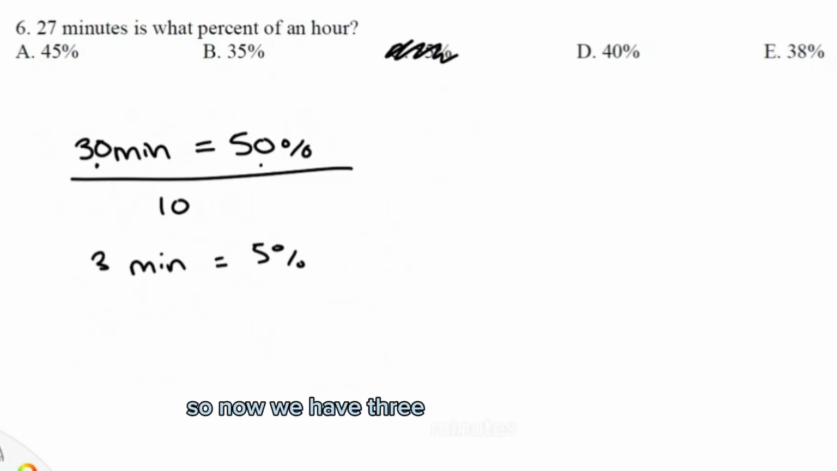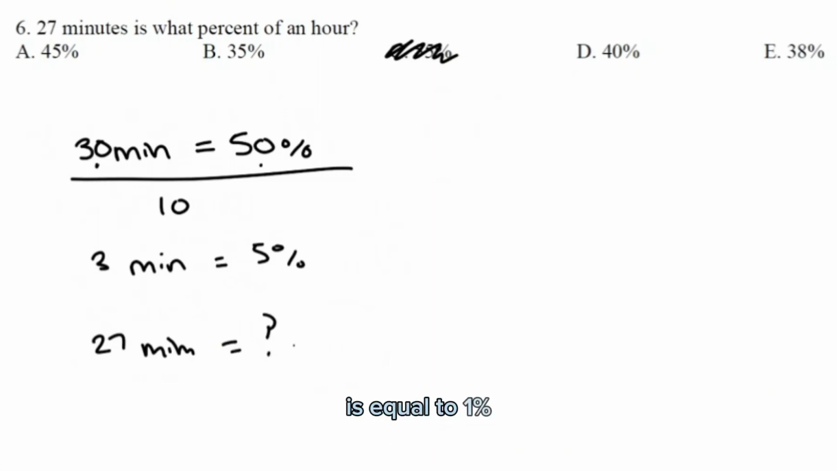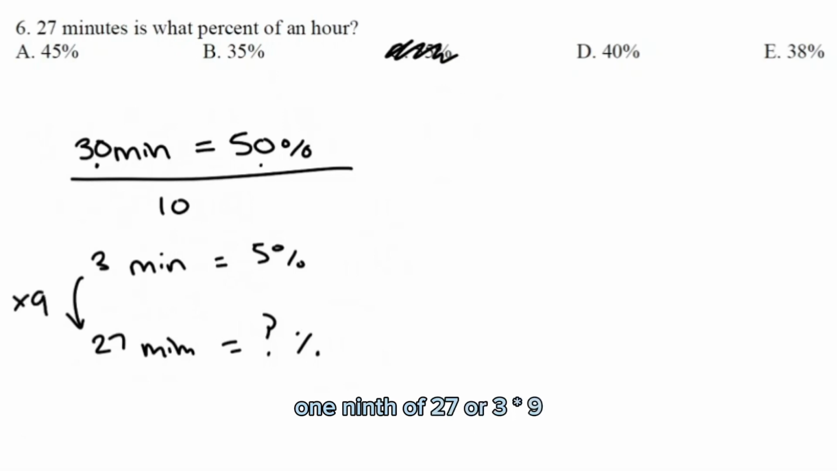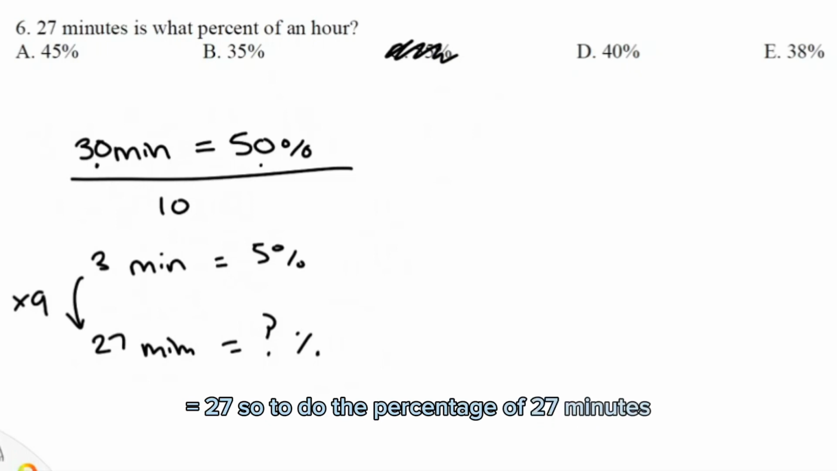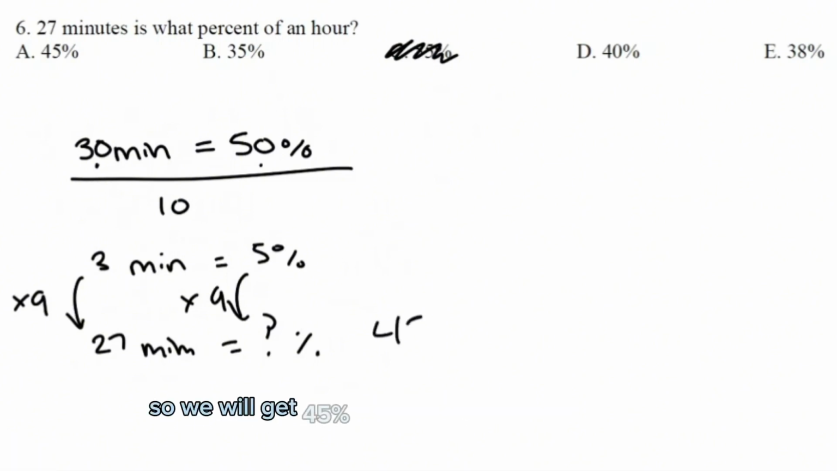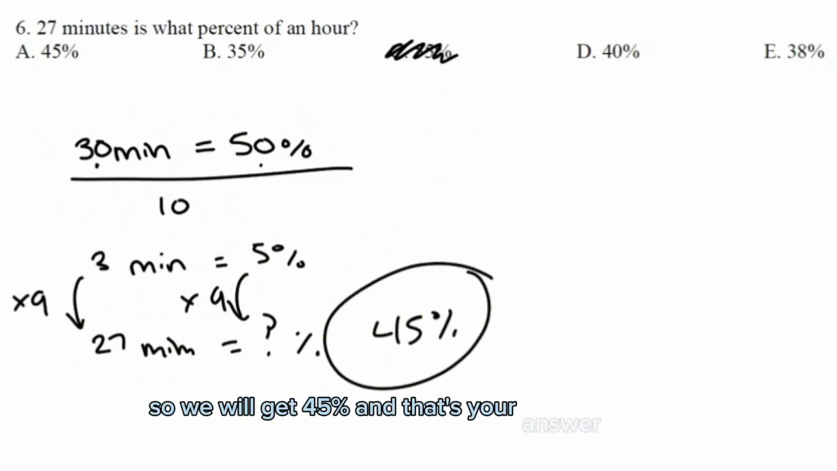Alright, so now we have 3 minutes is equal to 5%, and we're trying to figure out 27 minutes is equal to what percent. The way we can do that is to see the difference between 3 and 27. So 3 is just 1/9 of 27, or 3 times 9 equals 27. So to get the percentage for 27 minutes, all we have to do is 5 times 9. 5 times 9 is 45, so we get 45%, and that's your answer.